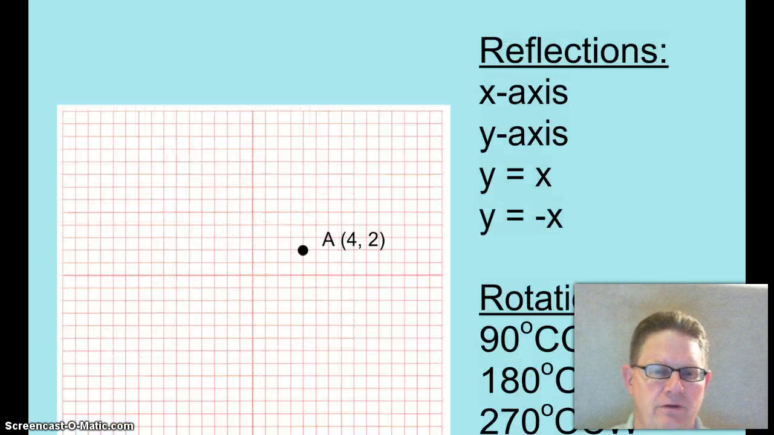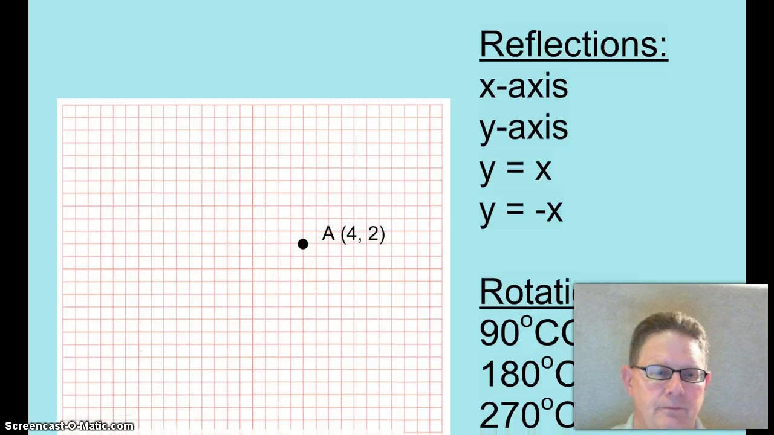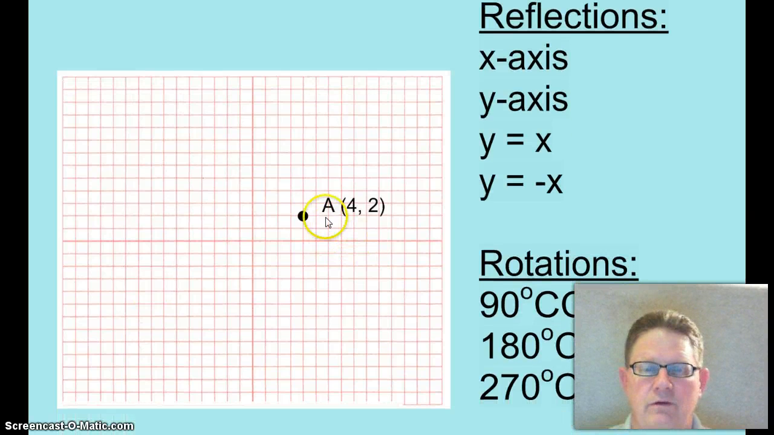Alright, so let's review everything we've covered. Reflect this in the x-axis. That would put it right there. A prime would be 4, -2. Reflect it in the y-axis. A prime would be -4, 2.